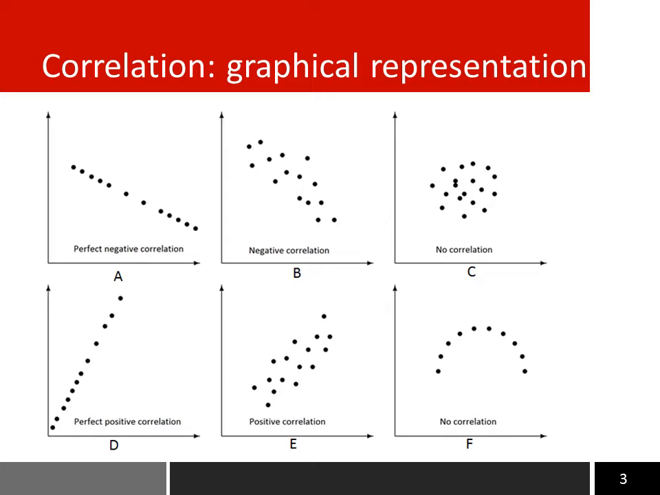In panel D, we show the opposite of panel A, so here there is a perfect positive correlation, so that as one variable increases, the other increases. And this is shown to a lesser extent in panel E, which shows a slightly weaker positive correlation. Finally, in panel F, there appears to be a strong relationship between the two variables, but these are not linearly related, so there is no correlation. So, just because two variables are uncorrelated, it does not necessarily mean that there is no statistical relationship there.